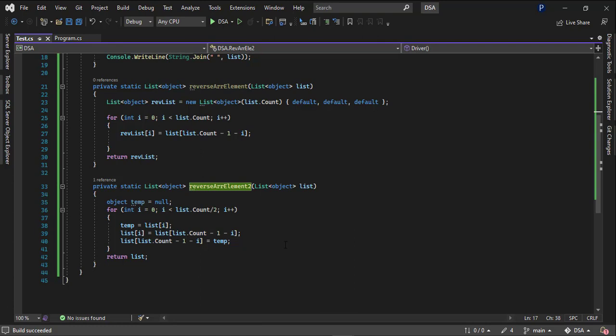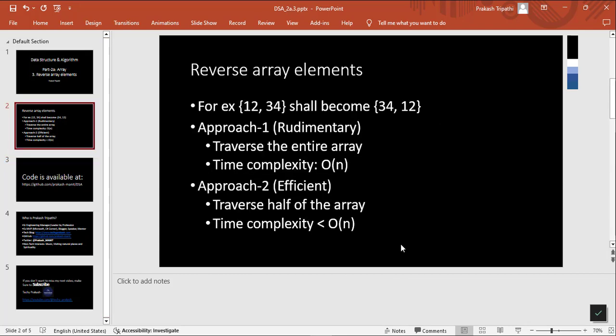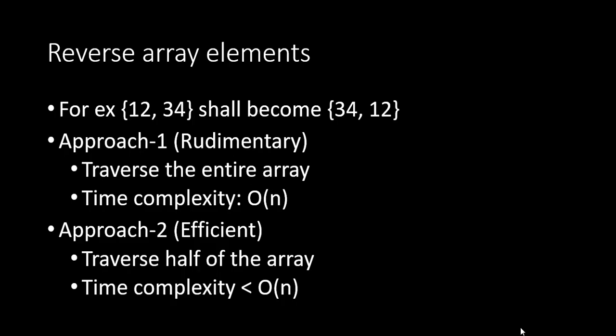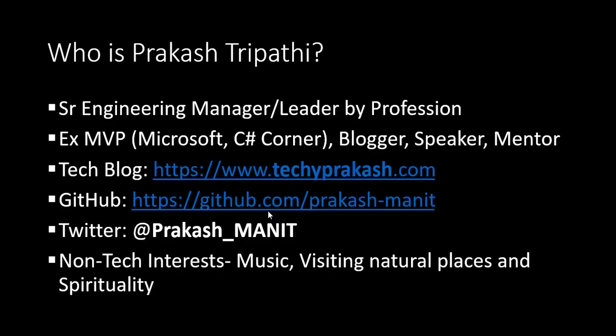So that's pretty much it. Just to wrap up, you learned how to reverse array elements in an efficient way. We have seen both examples, the initial and the efficient one. And as I mentioned, here's the code, so in case you want to refer to it one more time, you can go back and see.